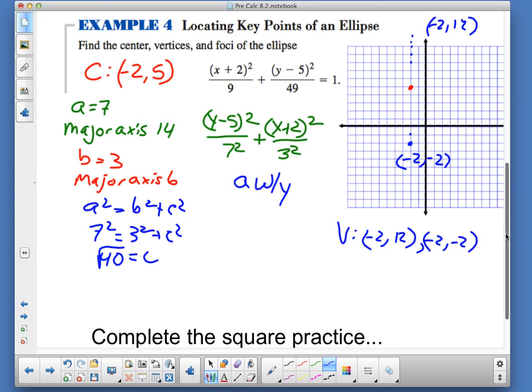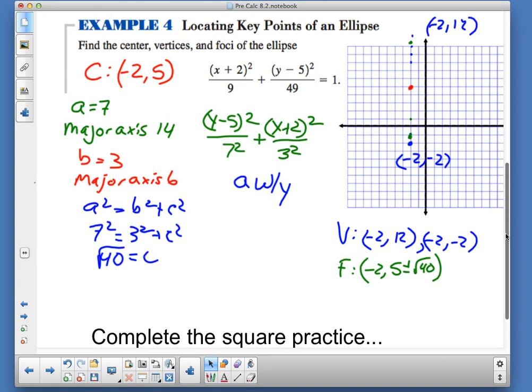I've got my foci. I just found C. I got a plus or minus square root of 40. I'm not going to put it in the lowest terms. It's something that we can find. So my foci is with Y. And remember, my Y value from my center is 5. So I've got negative 2, 5 plus or minus the square root of 40. And keep in mind what the square root of 40 is. It's a little more than 6, right? Between 6 and 7. So from my center, 1, 2, 3, 4, 5, 6, and a little bit more. So I got my foci in there for C.